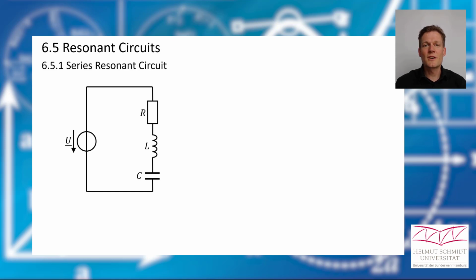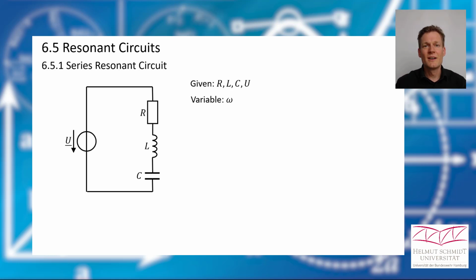Here we have a series connection of a resistor, an inductor and a capacitor. And we know the values of the given elements, and we also know the absolute value of the voltage source. And our variable here is the angular frequency. That means we have a sinusoidal voltage source and we can vary the frequency of the sinus there.